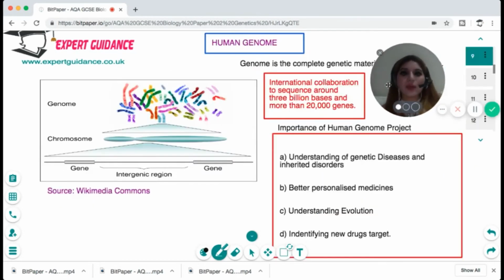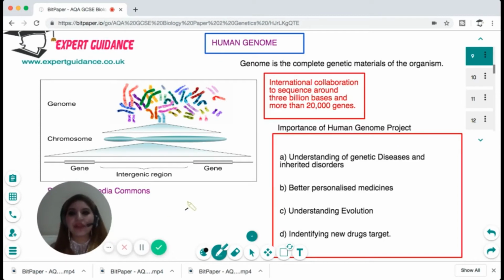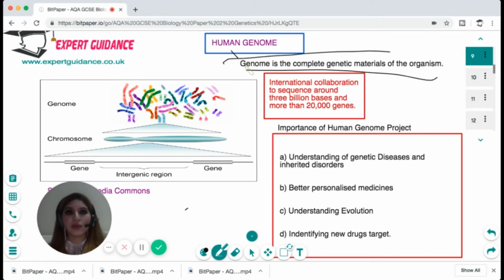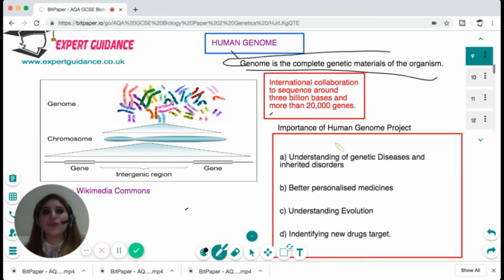Okay, now what is a human genome? You can see that there are a lot of base pairs in human DNA. The genome is the complete genetic material of an organism, and the Human Genome Project is an international collaboration to sequence around 3 billion bases and more than 20,000 genes.